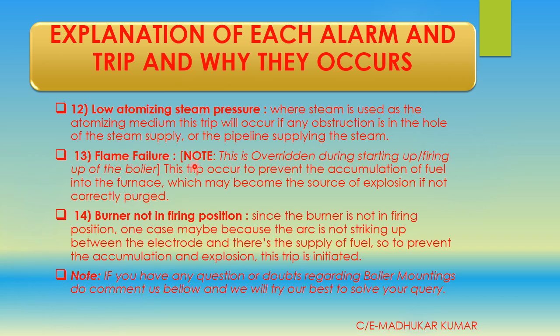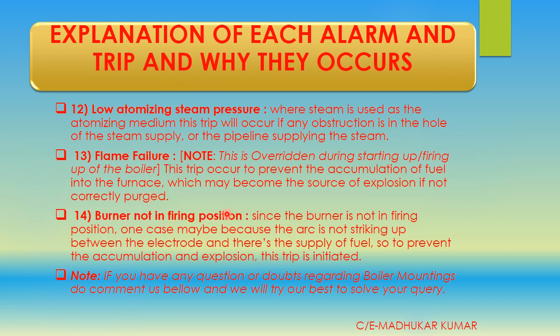Flame failure, for any reason. You can see this is overridden during the starting up or firing of the boiler. Possibilities are there, but do not take chances. If the boiler is running and gives a flame failure, you have to investigate thoroughly. The trip occurs, this is an alarm as well as a trip, to prevent the accumulation of fuel in the furnace, which may become a source of explosion if not correctly purged. Due to that only we have pre-purging and post-purging in boiler operations. When we discuss boiler operations or boiler firing, I will explain to you the pre-purging and post-purging.